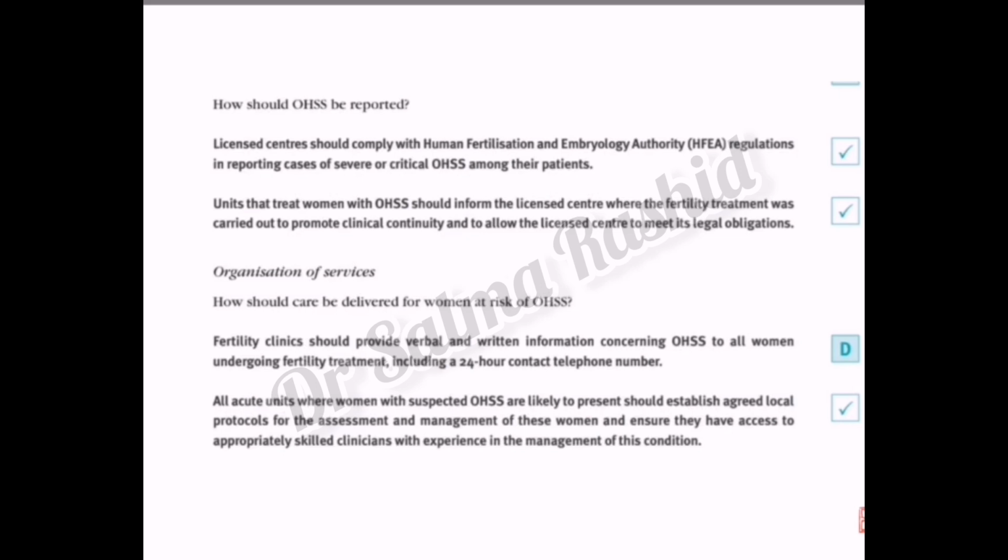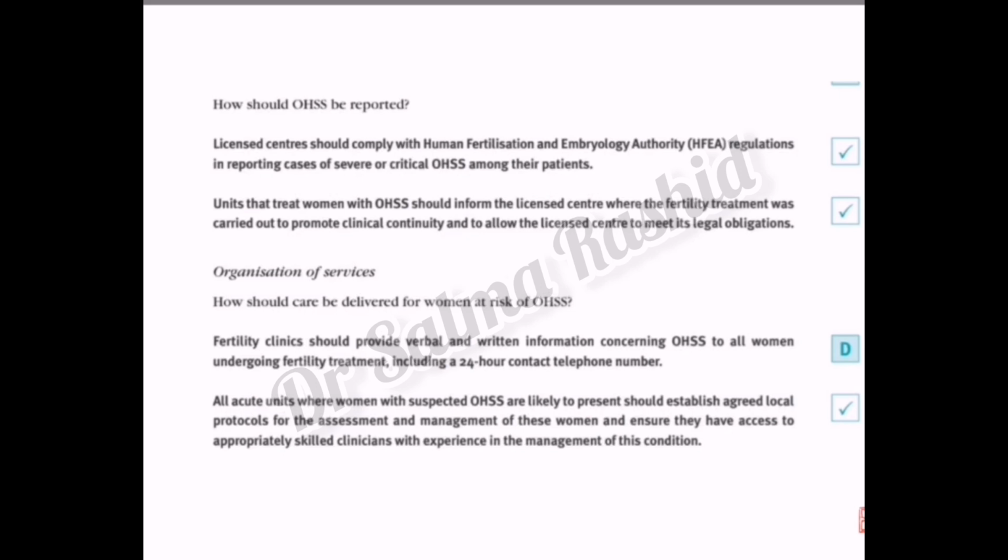Licensed centers should comply with Human Fertilisation and Embryology Authority regulations in reporting cases of severe or critical ovarian hyperstimulation syndrome among their patients. Units that treat women with ovarian hyperstimulation syndrome should inform the licensed center where the fertility treatment was carried out to promote clinical continuity and to allow the licensed center to meet its legal obligations.